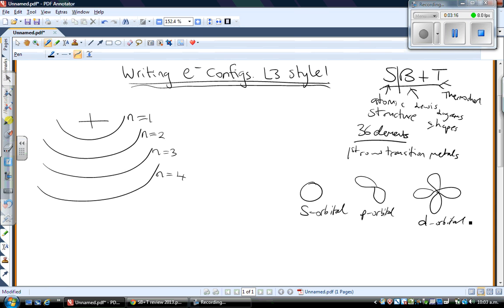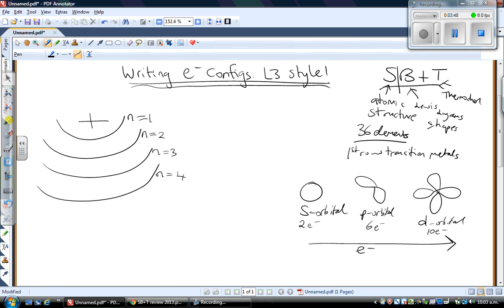As these orbitals increase in size, they can hold more electrons, but they also take more electrons in order to become stabilized. An s orbital can hold 2 electrons. A p orbital can hold up to a maximum of 6 electrons, and a d orbital can hold up to a maximum of 10 electrons. So the bigger the orbital, the more electrons it takes to stabilize it.